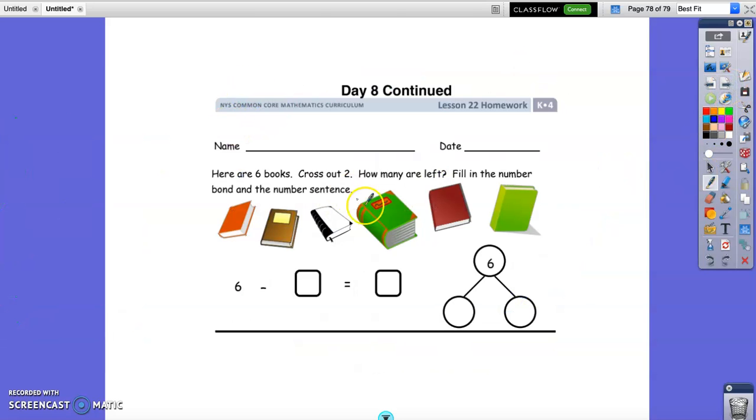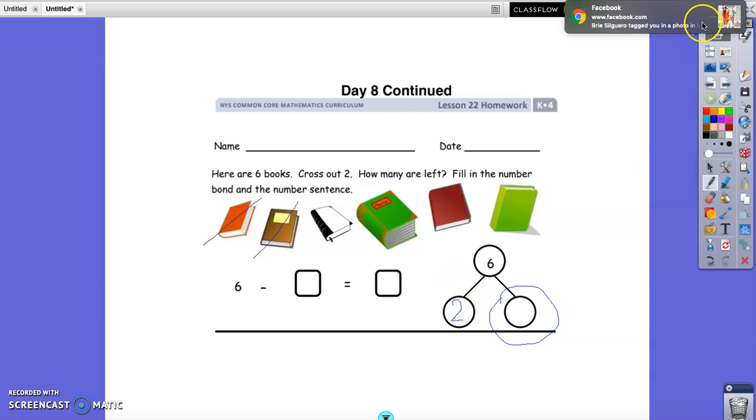Now let's go to our work for today. It says here are 6 books. 1, 2, 3, 4, 5, 6. So that's our whole, we know our whole number. Cross out 2. So we're going to cross 2 of them out. If we cross 2 of them out, 2 is going to be one of our parts. So we're looking for the other part.